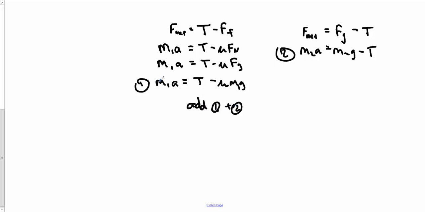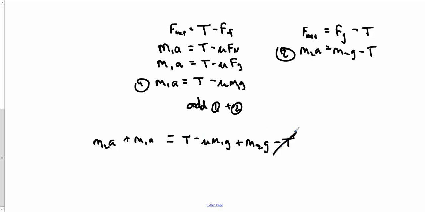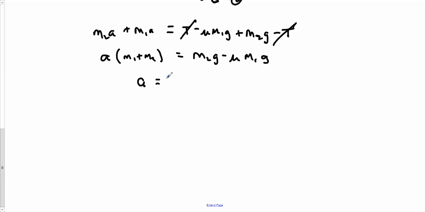1 and 2. So on the left side of the equal sign I have an M1A, and over here I have an M2A. On the other side I have a T minus mu M1G, and over here I have plus M2G minus T. So I have a T and then a minus T. That means these things go away, and then I can continue to solve. I'm going to factor out A here. I get M1 plus M2, and I still have M2G minus mu M1G. And now I want to get A all by itself, and so I'm going to divide both sides by this. I'm going to get M2G minus mu M1G all over M1 plus M2.